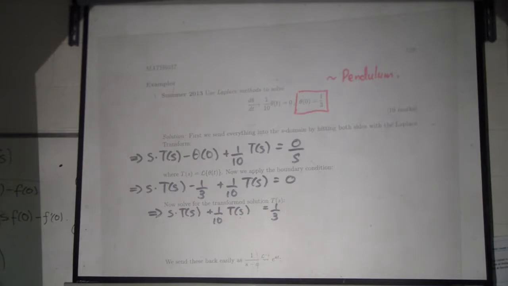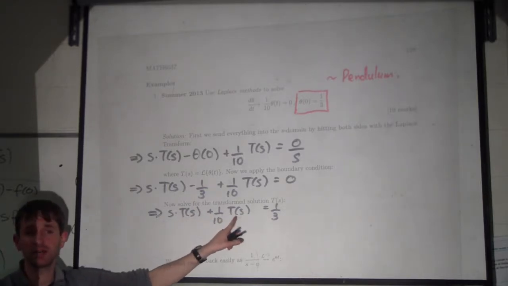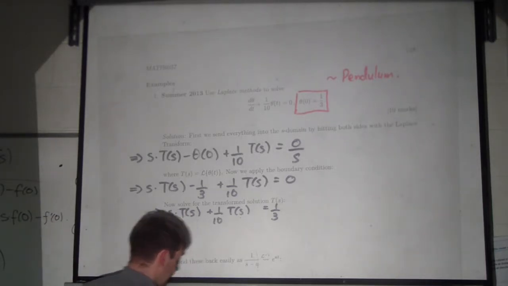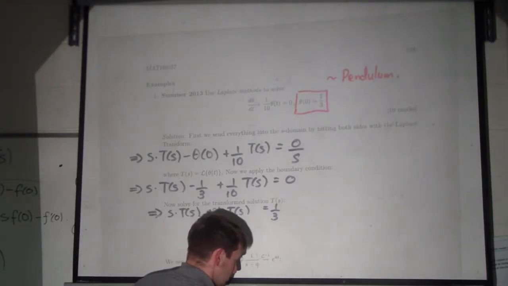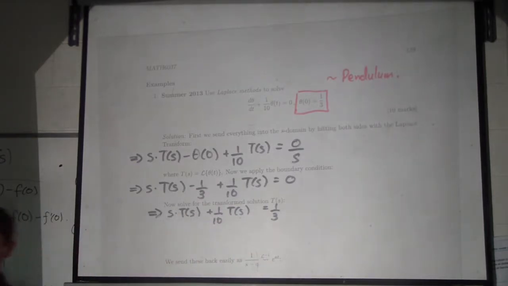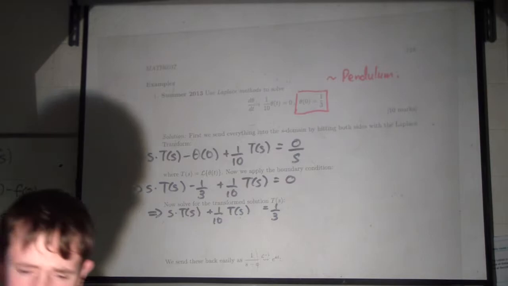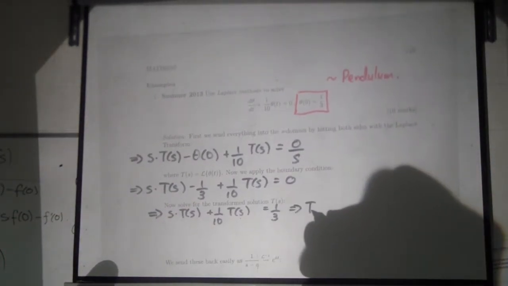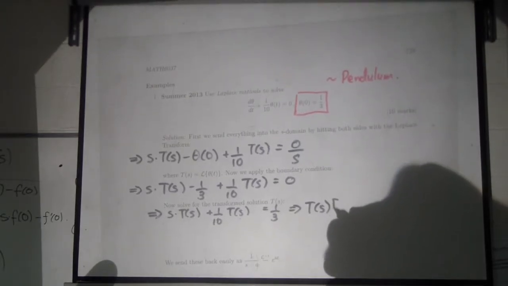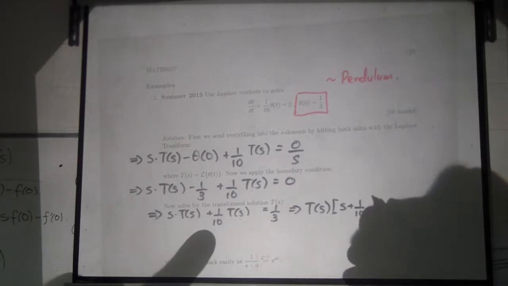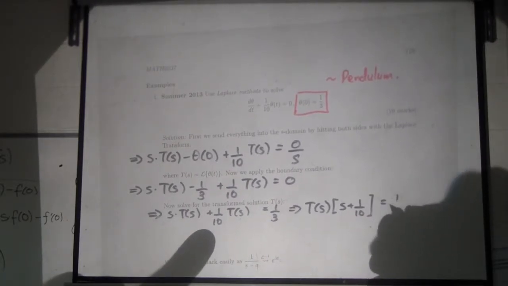Now, most people can't see it like that. So what we'll say instead is, I'll take out the common factor of T of S, which you can do here as well. With the x, you're left with 5 plus 2, equal to 5, and that's where you get the 7 from. So we take out the common factor T of S here. So I'll have T of S times S plus 1/10 equal to 1/3.